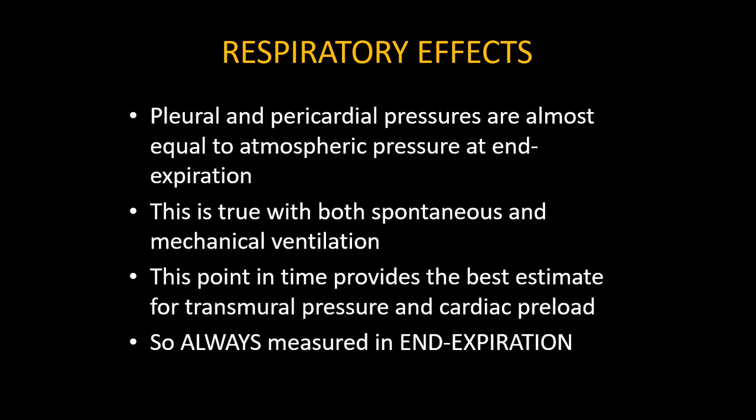Pleural and pericardial pressure are almost equal to atmospheric pressure at the end of expiration. Why? Because at the end of expiration, the alveolar pressure equals the atmospheric pressure. There is no gaseous exchange at the end of expiration. Inspiration has not started and all the gas which filled the lungs has gone out. So at the end of expiration, the pressures are equal: atmospheric pressure is equal to the pleural and pericardial pressure. This is true for both spontaneously breathing and ventilated patients because the physiology is the same. This point in time provides the best estimate of the transmural pressure and the cardiac preload. So CVP is always measured at end expiration.